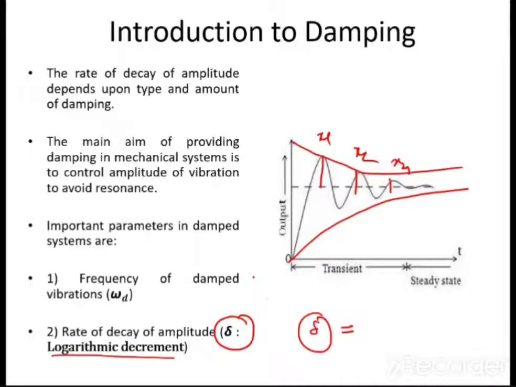So the rate of decay of amplitude is called the logarithmic decrement, which is a parameter that indicates the rate of decay of amplitude. Guys, I hope you have understood these two very important parameters which I have explained in today's theoretical part. What are the two parameters? One is omega d and the other is del. Now we move on to the next part within a shorter period of time.